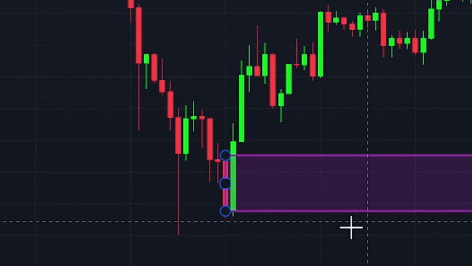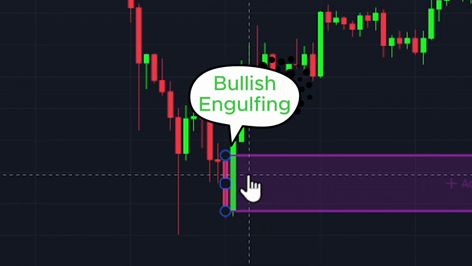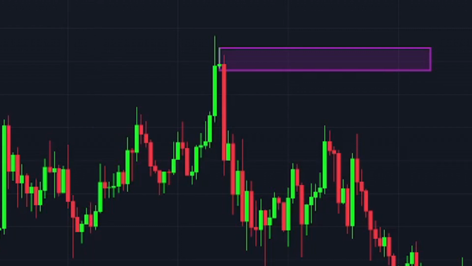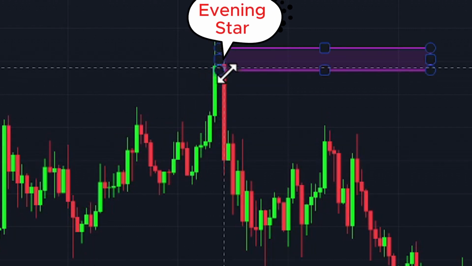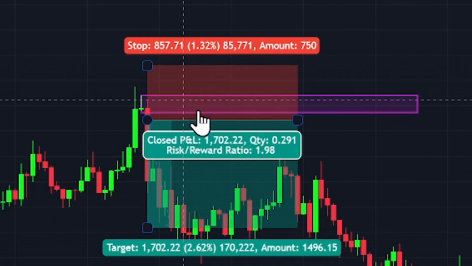First thing is to wait for confirmation. For demand zones, this could be a bullish candle pattern or a breakout. For supply zones, look for bearish patterns or breakdowns. Then set your entries. For demand zones, place your entry just above the zone, and for supply zones, just below.